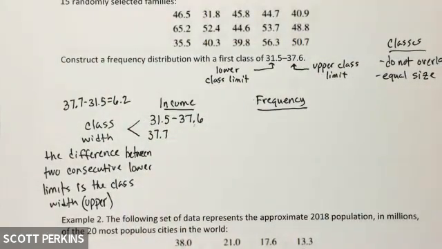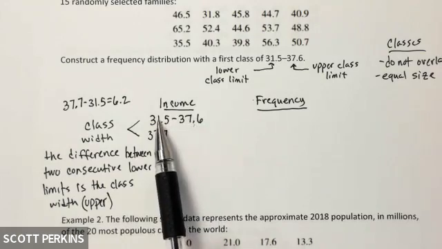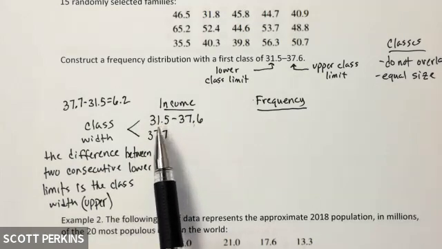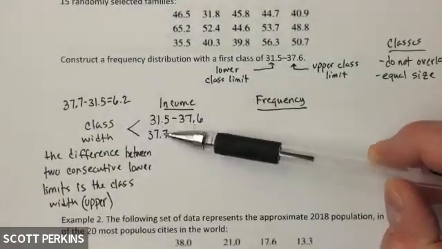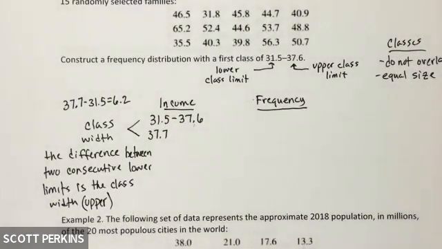Okay, so that's important. Here is what the class width is not. I want to help you avoid a mistake, because this is the most common mistake that students make. Everything else about frequency distributions, students do great at. Here's the mistake: the class width is not the difference between the upper and the lower limit. If you did 37.6 minus 31.5 and got 6.1, that is not the class width. That's going to create classes of unequal sizes. Class width is the difference between two consecutive lower limits, in this case 6.2.